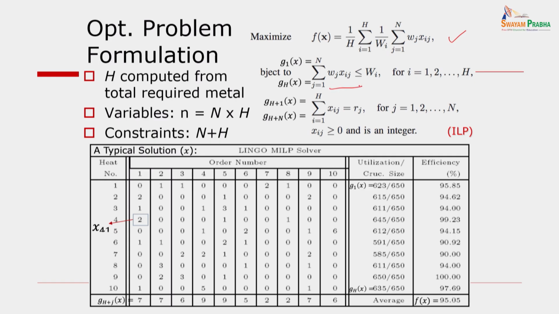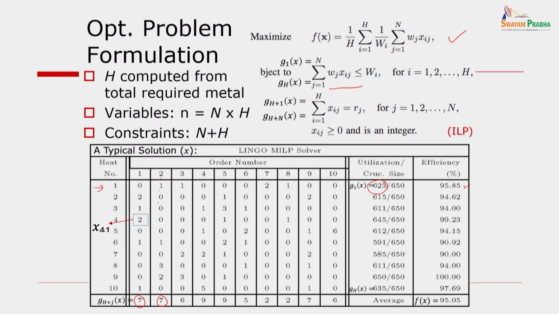This constraint says, so let me give you an example. This is an X matrix because Xij is a matrix, right? So this is the first heat. It says from the first heat, you make 1 copy of the second one, 1 copy of the third one, 2 copies of the seventh one, 1 copy of the eighth one, and you will be utilizing 623 kilos out of 650 melted. So the utilization is 95.85%. Next one, you do this, you have utilized 94.62%.